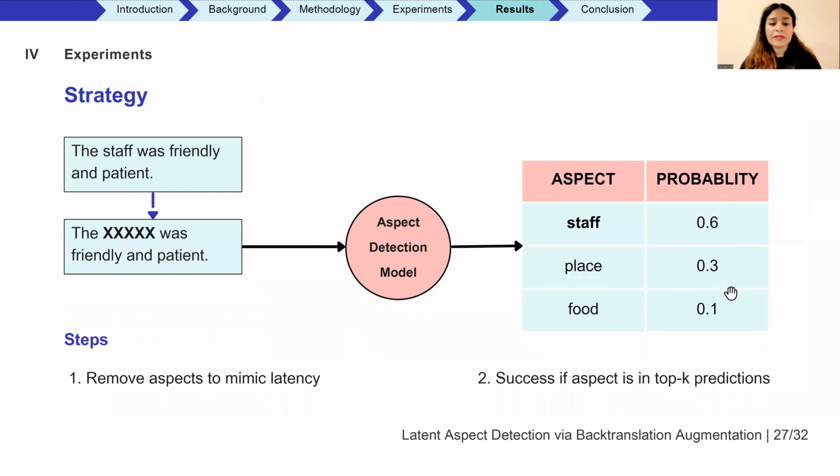For latent aspect detection, as we don't have any latent aspect data set now, we try to mimic the latency by masking the labels. If we have the review "The staff was friendly and patient," we mask the word staff, and now we have "was friendly and patient." By mimicking the latency, we try to have the latent aspect detection model, and then we find the highest probable words with their probabilities. Here we have the word staff with the highest probability, which is 0.6. Success is when we find the aspect in the top K predicted words.